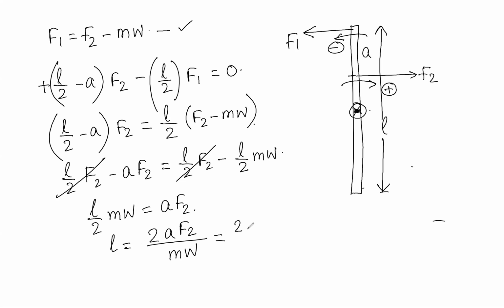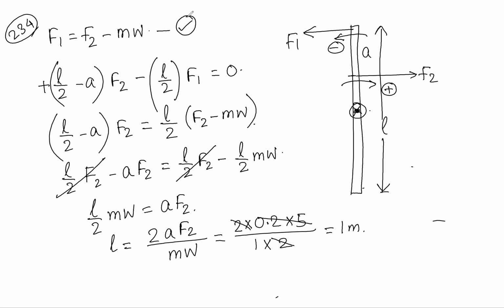So now you can put the value of A is equal to 20 centimeter, which is 0.2 meters. The value of F2 is equal to 5 newtons, that's given to us. What is the mass of the rod? That's 1 kg, that's also given to us. And what's the acceleration? That's 2. So basically it looks like everything is going to cancel out to give us a value of 1 meter. So the length of the rod is 1 meter. Okay, it's kind of easy. It's not that hard. I taught you how to write down these force equations.